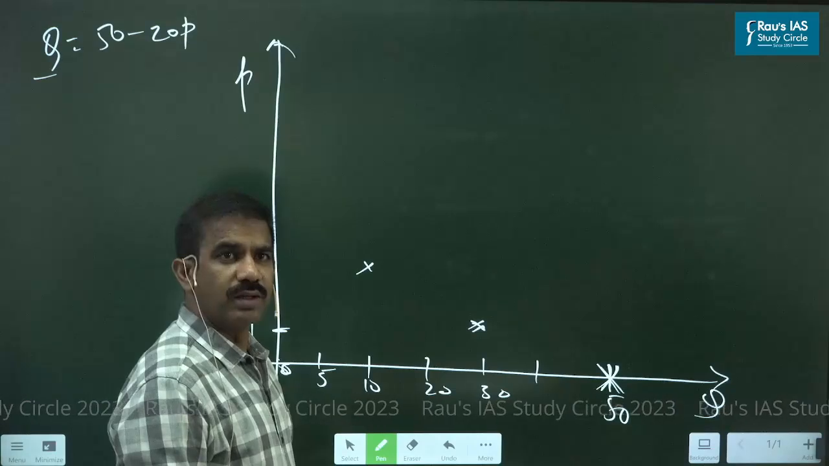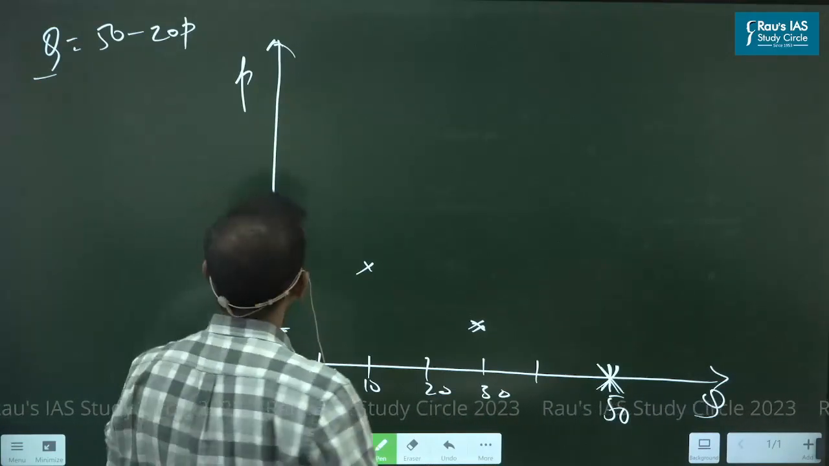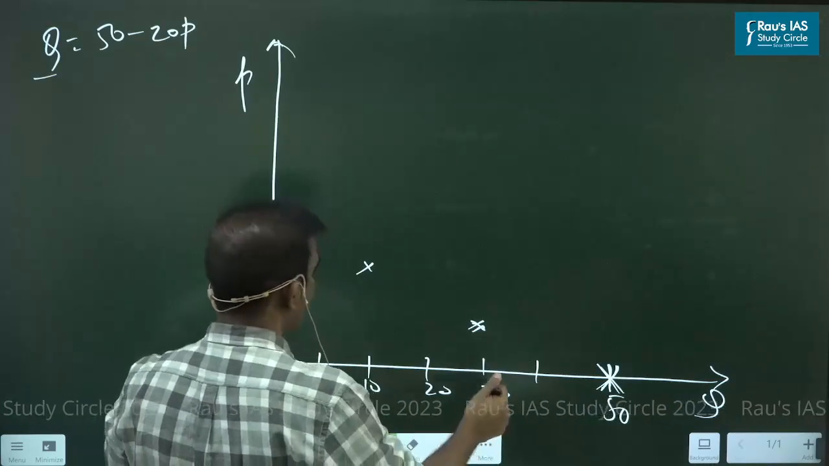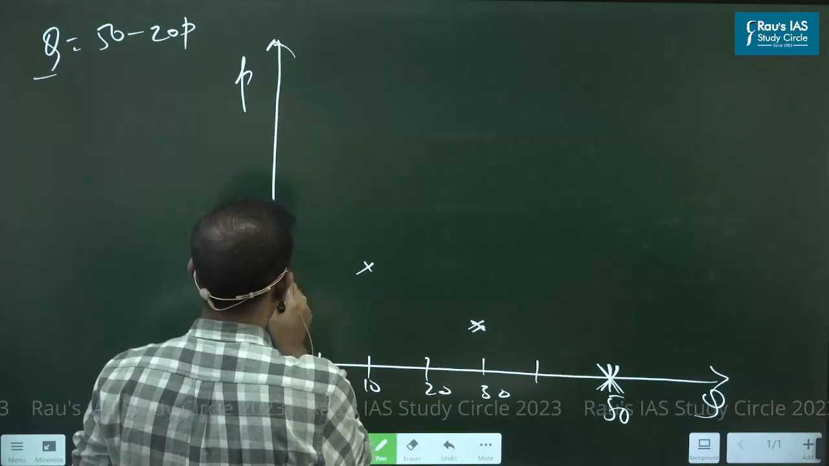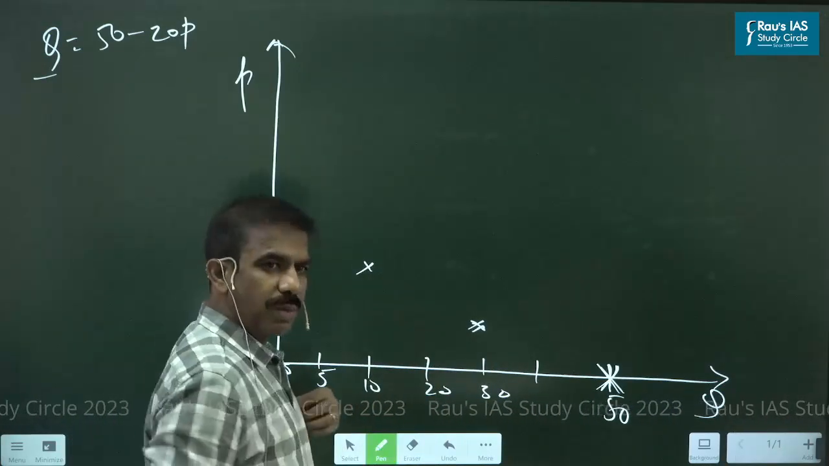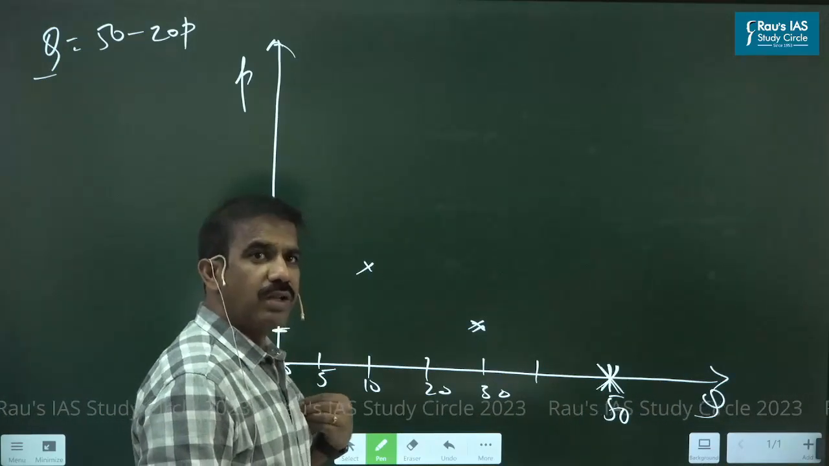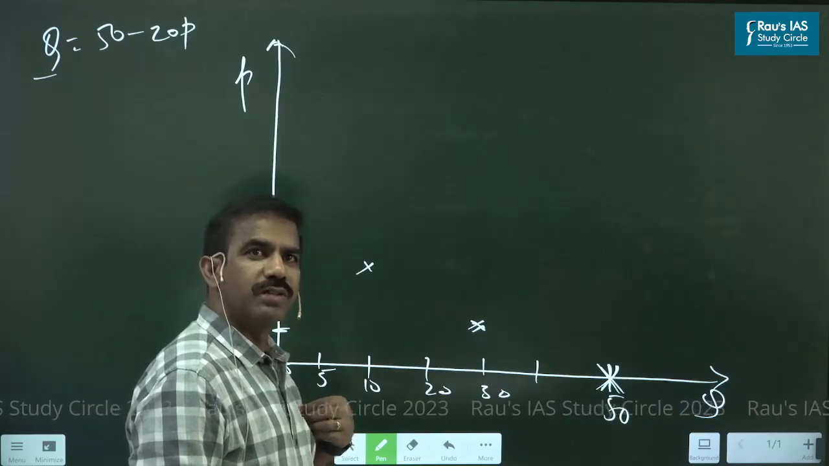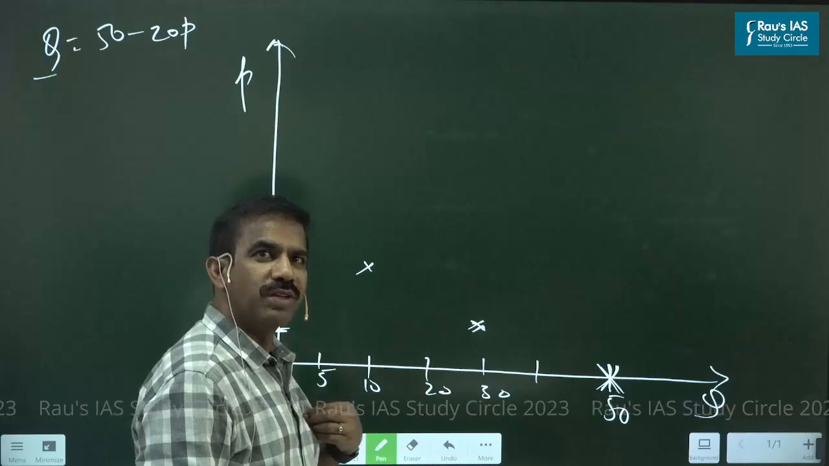Quantity demanded is 10. So that's how you can see that with a rise in price, quantity demanded keeps on reducing. Am I right? Clear? And you cannot demand a negative quantity, right? Can you demand a negative quantity?